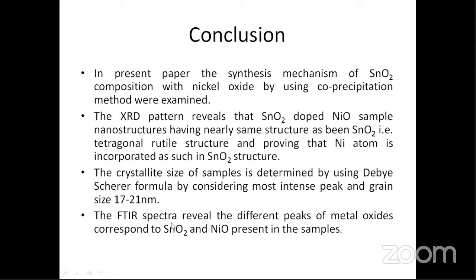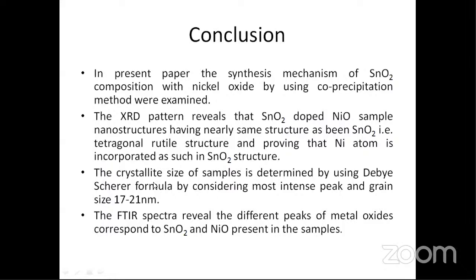Lastly, we conclude that in the present paper, the synthesis of the SnO2 composition with nickel oxide was done using a simple co-precipitation technique in a laboratory. The XRD pattern reveals that the SnO2 doped nickel oxide sample has nearly the same structure as SnO2, that is the tetragonal rutile structure, which proves that the nickel atom is incorporated as such in the tin structure.